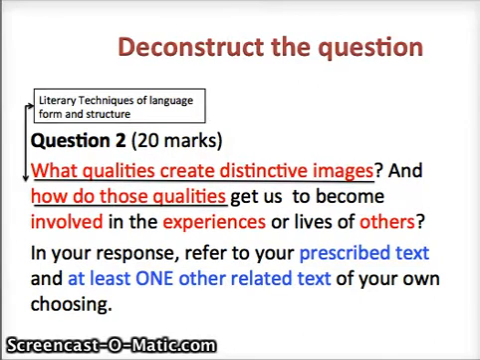So in asking us what qualities create distinctive images and how those qualities get us to become involved, the question is asking us to look at literary techniques of language, form and structure. That's what this what and how is directing us towards. So we know that we're going to have to use all of those literary techniques that we looked at in class.